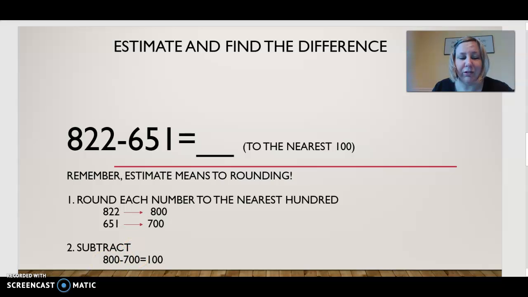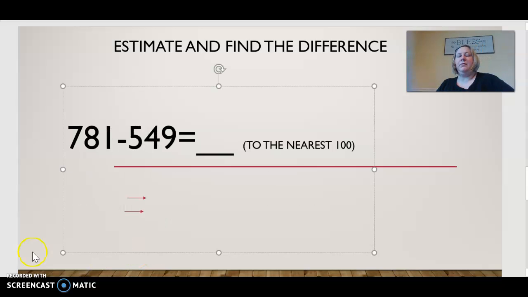All right, I got one for you to try. So I'm going to read the directions and be a good reader. Estimate and find the difference. 781 minus 549. And we're going to round it to the nearest 100. Go ahead and try this one out.